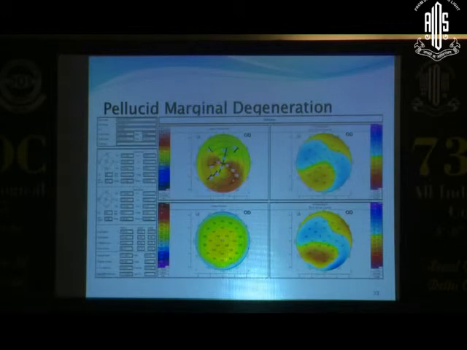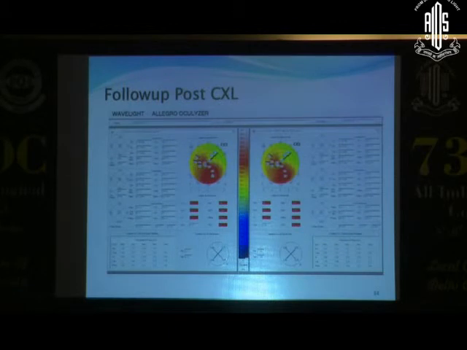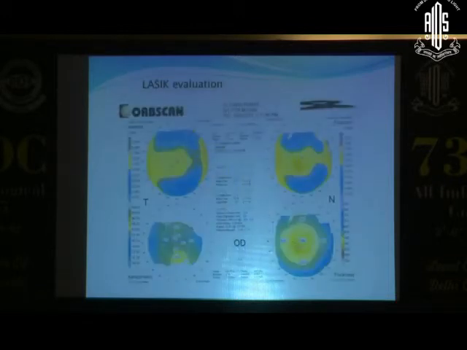Another advantage is in cases like pellucid marginal degeneration, where you actually get representation of the peripheral cornea. You get to see the whole lobster or the claw pattern, which is often missing in an OB scan. This is a follow-up case of post-cross-linking, where you have these comparison maps, where you can take the pre-CXL and post-CXL values on the same map, and then look for the effect of the cross-linking, whether it is stable or whether there is any improvement.